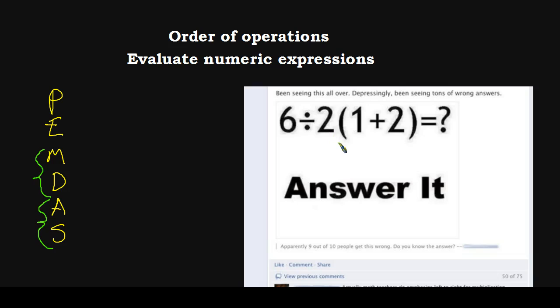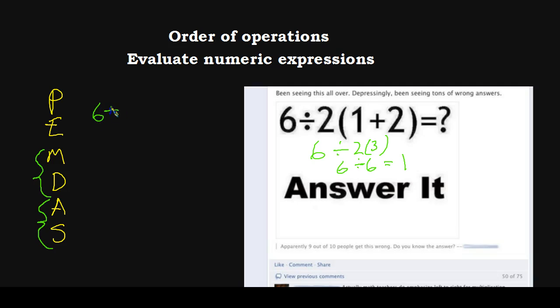So let's take a look at this problem. In this case, the mistake that many people make is they want to multiply the 2 times the 1 plus 2 first, because they believe in PEMDAS that we should do the multiplication first. So the result that most people get is 6 divided by 2 times 3, and then they say, okay, we have to do multiplication first. So 6 divided by 6 equals 1. And unfortunately, that's the incorrect result.